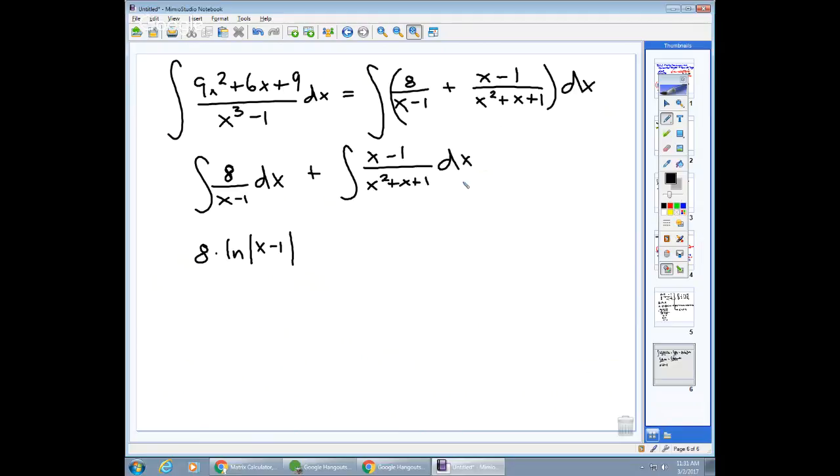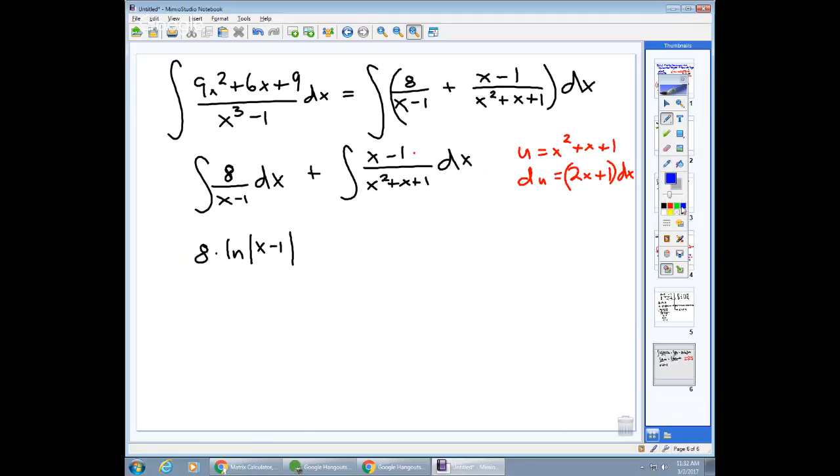Would a u substitution work? Just note, it's always good to write stuff down. If we let u equal the denominator, maybe x squared plus x plus 1, then du would be 2x plus 1 dx, which isn't quite my numerator, so that's out, darn. What else could I do here? Trig substitution, maybe? Integration by parts.